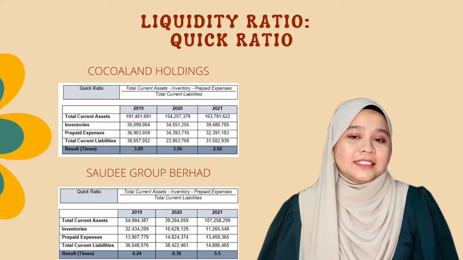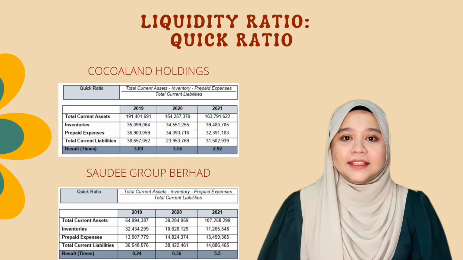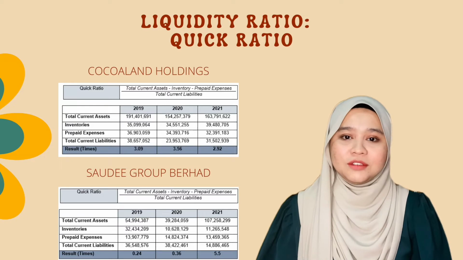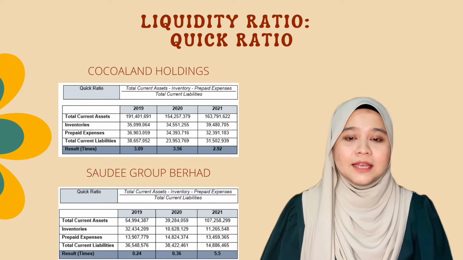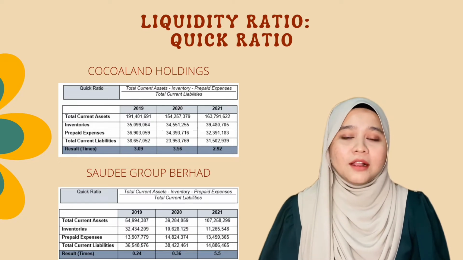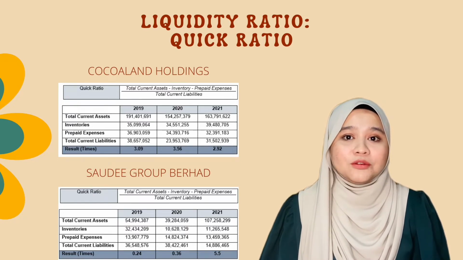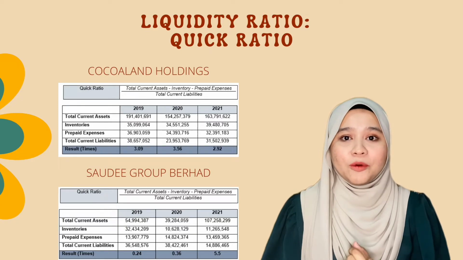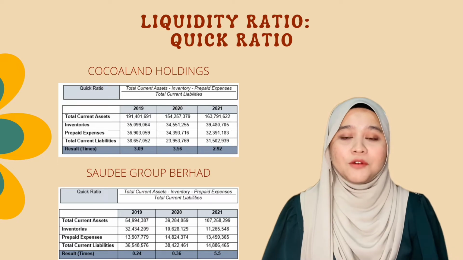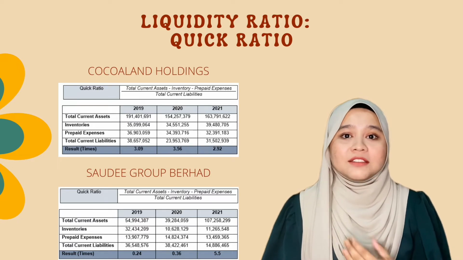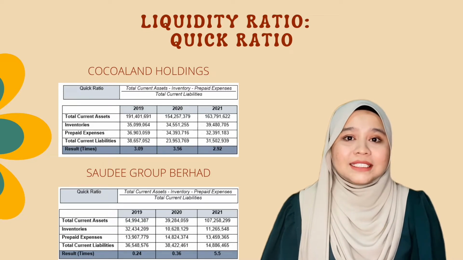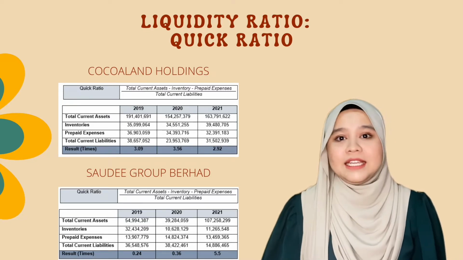As for the second analysis, which is quick ratio, in 2019 Kokwalin got 3.09 times and it increased in 2020 with 3.56 times and declined back in 2021 with 2.92 times. Meanwhile, for Saudi Group, in 2019 and 2020, the company gained 0.24 and 0.36 times for both years, but then increased in 2021, whereby they got 5.5 times. Saudi Group's ratio for 2019 to 2020 is less than 1, making it difficult for them to run their business properly.